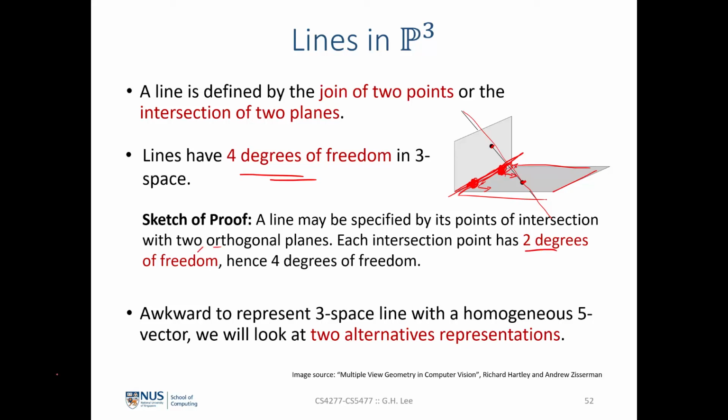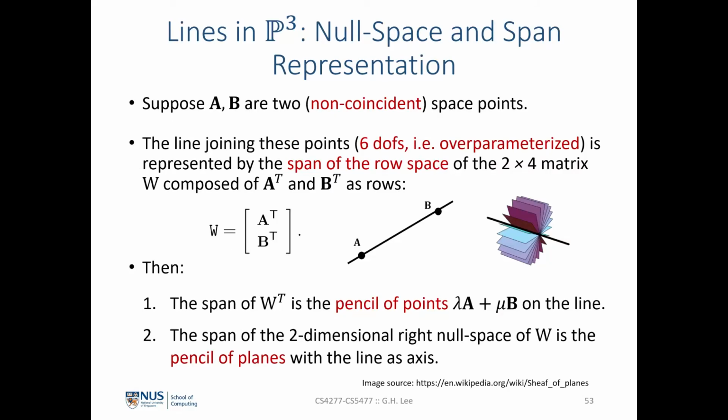We can also think of this as 2 points on the projective plane. So this one could also move in x, y, and this one could also move in x, y, and hence the line has 4 degrees of freedom. But it's awkward to represent the 3-space line with a homogeneous 5-vector since it has 4 degrees of freedom. So we'll look at 2 alternative representations instead of representing a line with 5-vectors. Suppose A and B are two non-incident points in the 3D space.